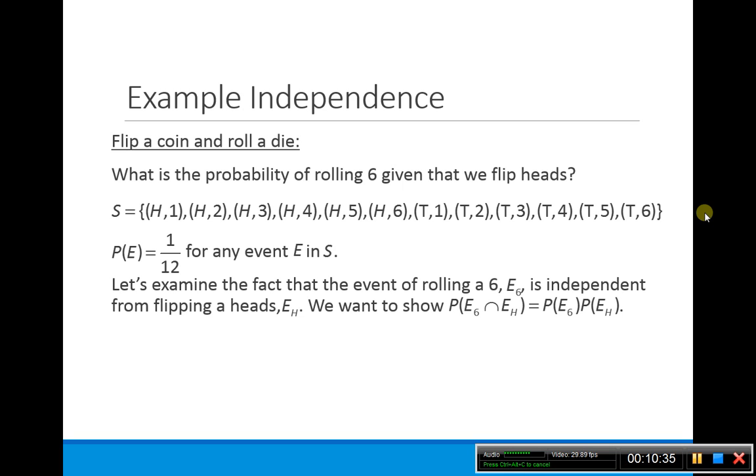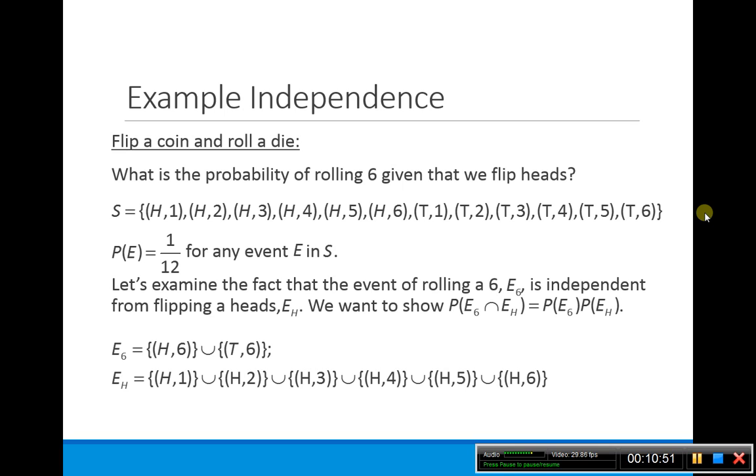Now let's examine the fact that these are independent events. Let's show the probability of the intersection between E6 and EH. I can simply write it as the probability of E6 times the probability of EH. Let's look at what E6 is: the event that I roll a 6. So how do I roll a 6?